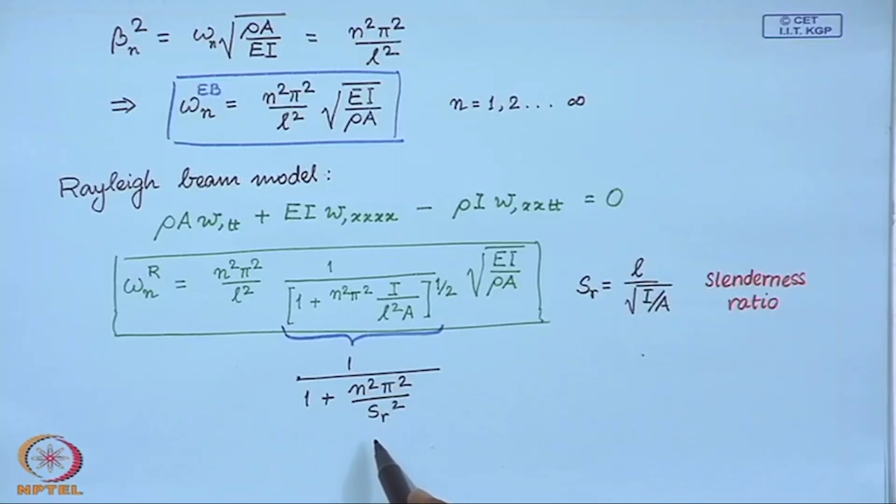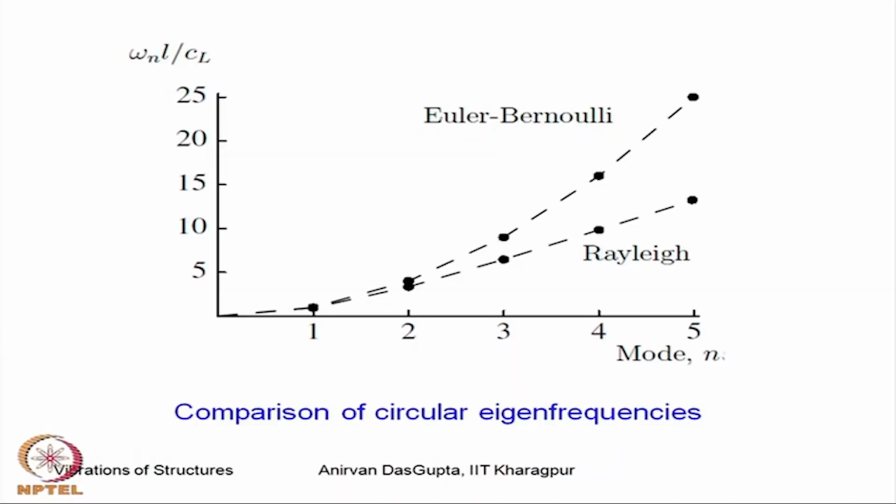So, let us look at a comparison of the circular natural frequencies of the Euler-Bernoulli and Rayleigh beam models. So, as you can see, at lower modes they are very close, but as you go to higher and higher modes the difference is appreciable.